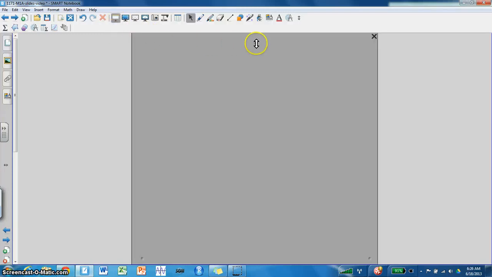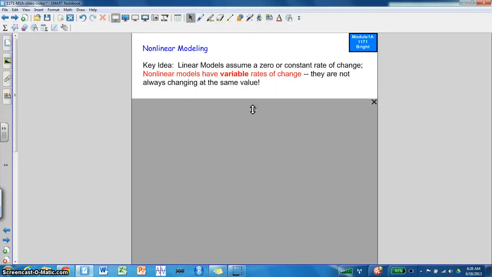Okay, and today we are going to discuss nonlinear models. Before we talked about linear models. Linear models assume, again, a zero or constant rate of change. Nonlinear models have variable rates of change, meaning that they don't change at the same rate or the same value each time. So one time you could decrease, say, by 2, in the next step you might decrease by 4, and then just continue to change at a different amount, but the amounts should all be related. Okay, that is our goal with nonlinear modeling.